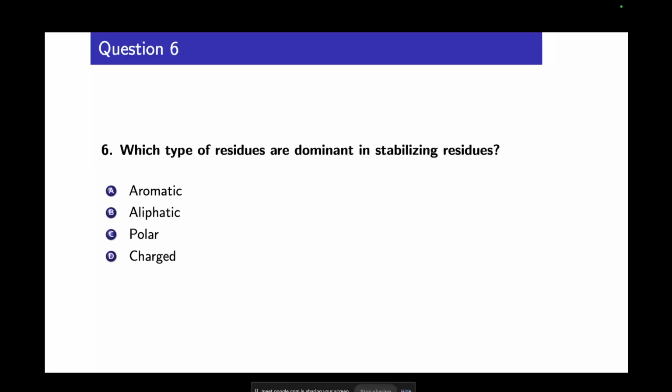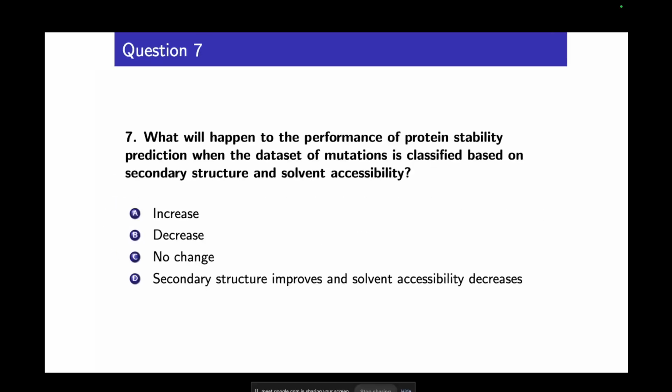I think this was option B, and someone answered option A. Option A is not going to be there. Aromatic ones with ring-like structures and all, it's not the most common type of residues in stabilizing residues. Okay, moving on.